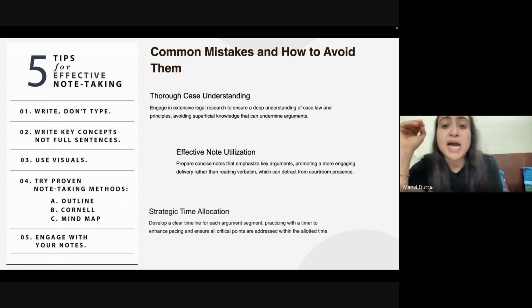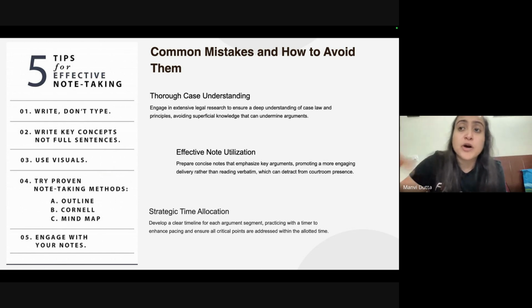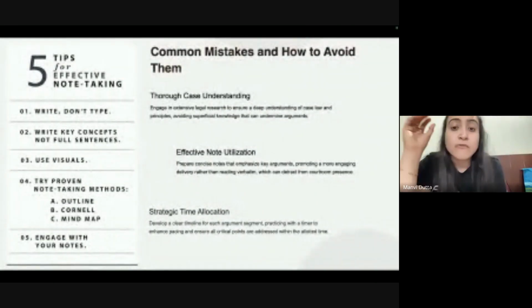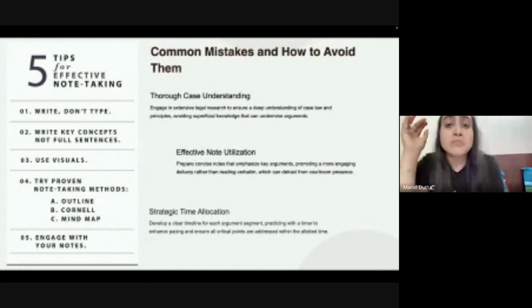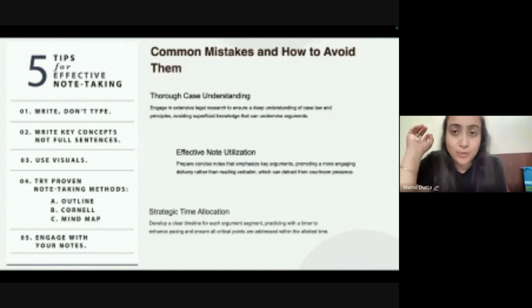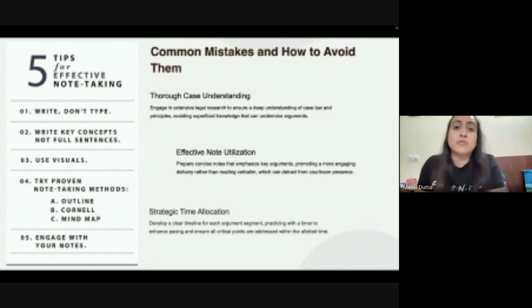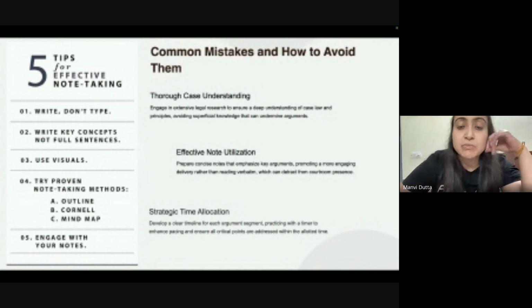Lastly, you should be very strategic with the time allocation. So, whenever you are preparing, whenever you are practicing your oral arguments, you should be very much aware, very cautious towards the time of your speaking. For each argument segment, you should practice it with a timer so that you do not tend to exceed the time limit in the actual courtroom. So these are the common mistakes that you must always avoid while participating in a moot court competition.